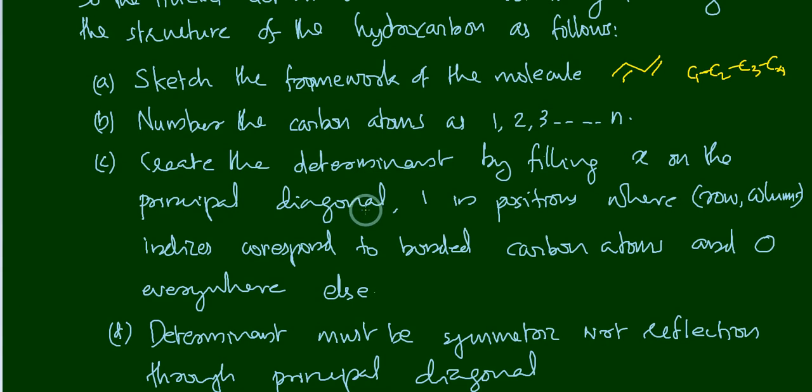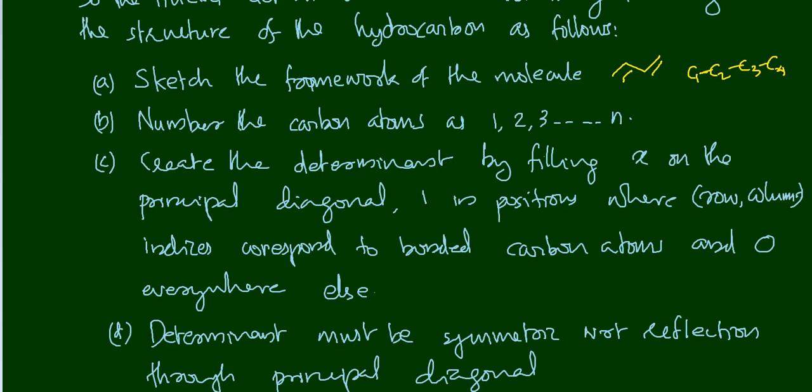We have to make the determinant, fill the principal diagonal with x, and look at the positions corresponding to the bonded carbon atoms, meaning wherever you see the indices, the row and column numbers. So wherever the indices correspond to the bonded carbon atoms, you put 1 there. And if the indices do not correspond to the bonded carbon atoms, then you put 0 there. So this is how you construct the determinant.